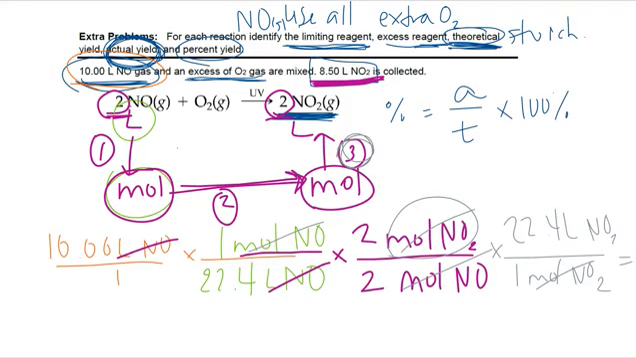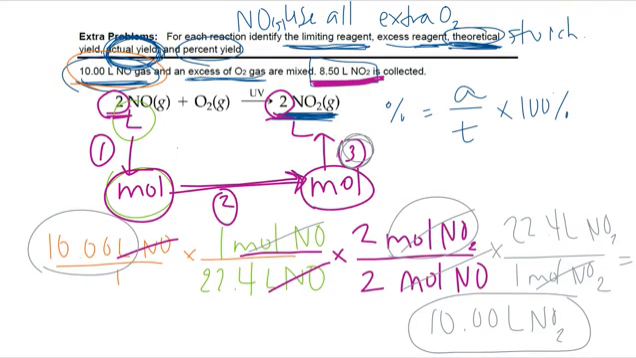And we got 10 point, let's see, how many sig figs do we have? We started with 4, so 10.00 liters of NO2 is how much we should get, which I guess makes sense when you think about it. I started with 10. My 2 to 2 ratio is essentially, that will reduce to 1 and 1. And I'm doing 22.4 divided by 22.4, which will also cancel out.